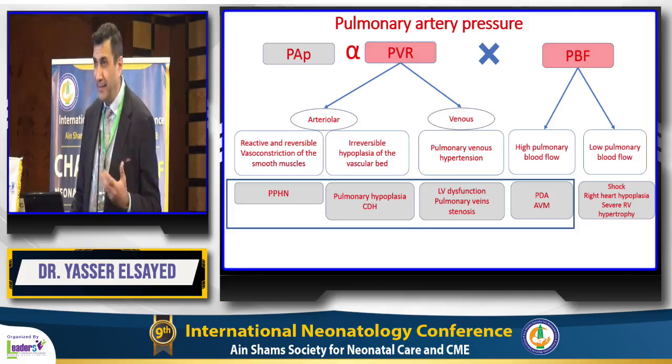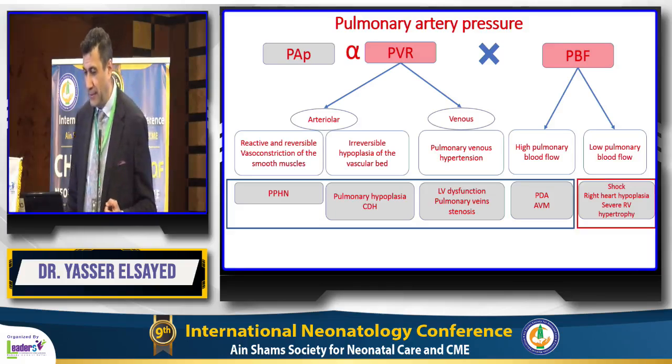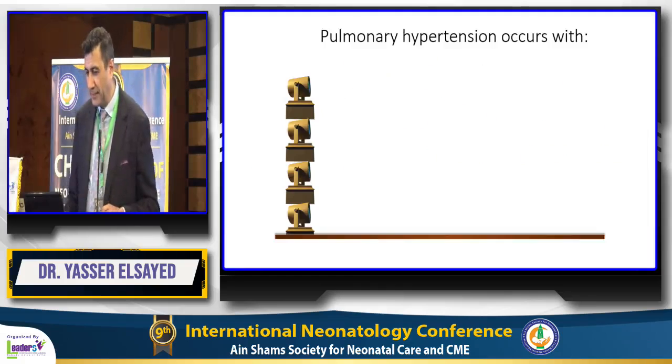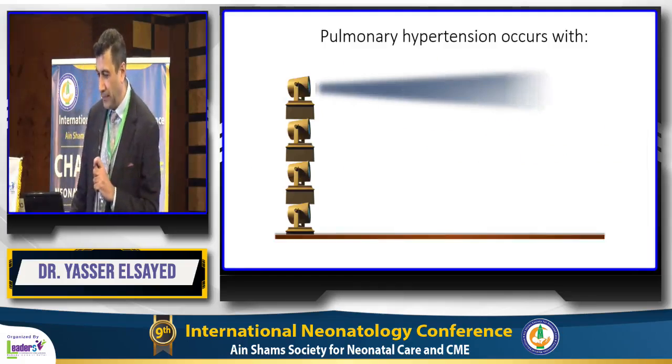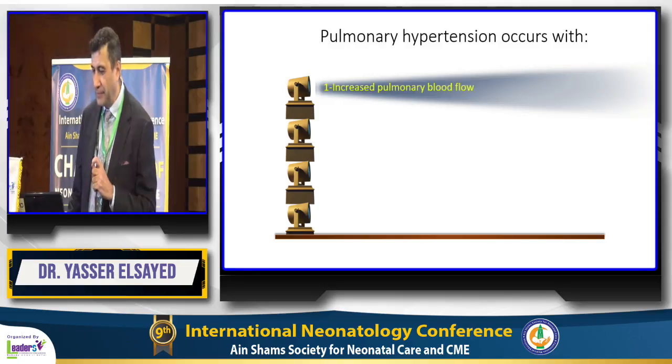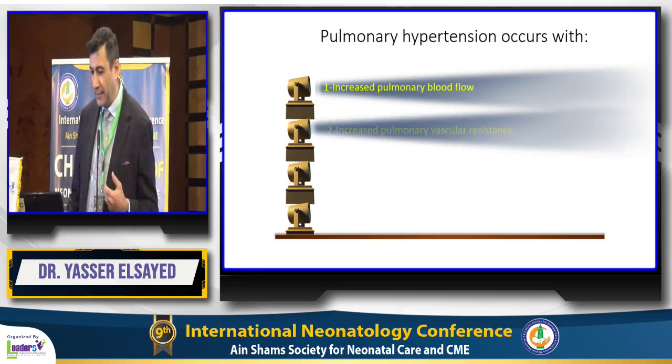So it is really tough and not easy to diagnose the phenotypes of pulmonary hypertension. Let us discuss that in detail. So pulmonary hypertension occurs with increased pulmonary blood flow. So that's a question for you. So try to answer this question first before we carry on.